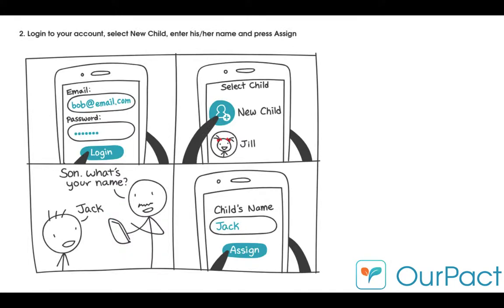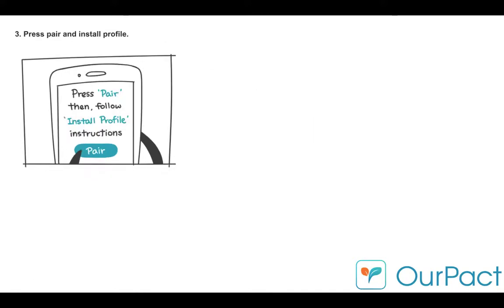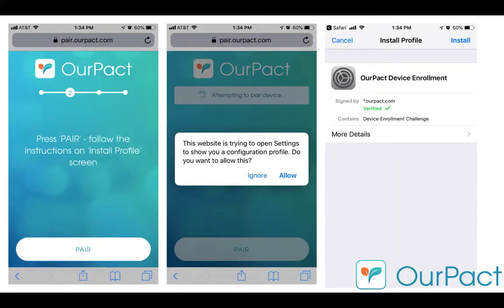And now you're going to create a new child. Put your child's name in, and then you're going to press pair and follow the instructions from there. This is what it looks like on my child's device.